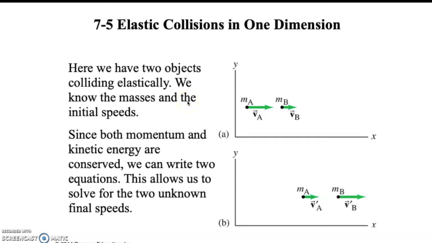In one dimension, two objects collide elastically. We know the masses and the initial speeds. Since both momentum and kinetic energy are conserved, we can write two equations. This allows us to solve for the two unknown final speeds. So we will talk about how to solve these types of problems.